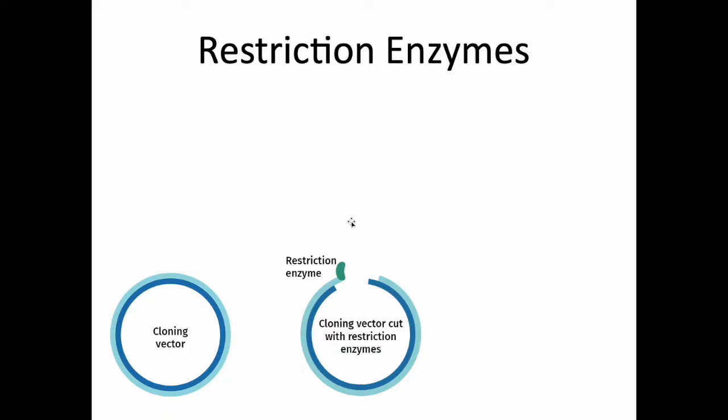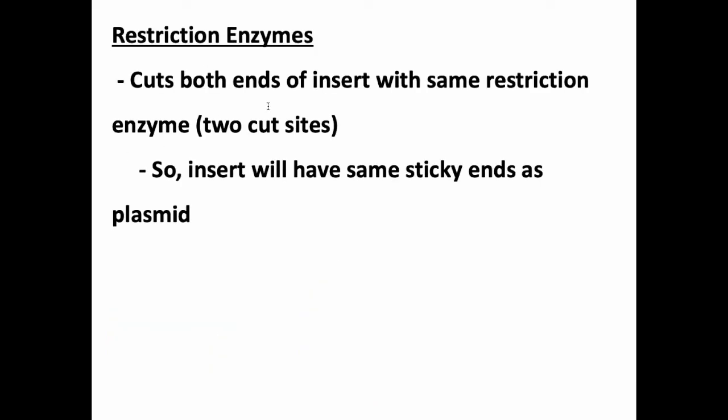Meanwhile, we need to do something to our insert, to our gene of interest. We're actually going to cut both ends of the insert, the gene of interest, with the same restriction enzyme. So this is going to involve 2 cut sites, one at either end of the insert. I'll show an image of this in just a second, but I wanted to describe it first. Because we are cutting both ends of the insert with the same enzyme, that's going to give both ends of the insert the same sticky ends as the plasmid.